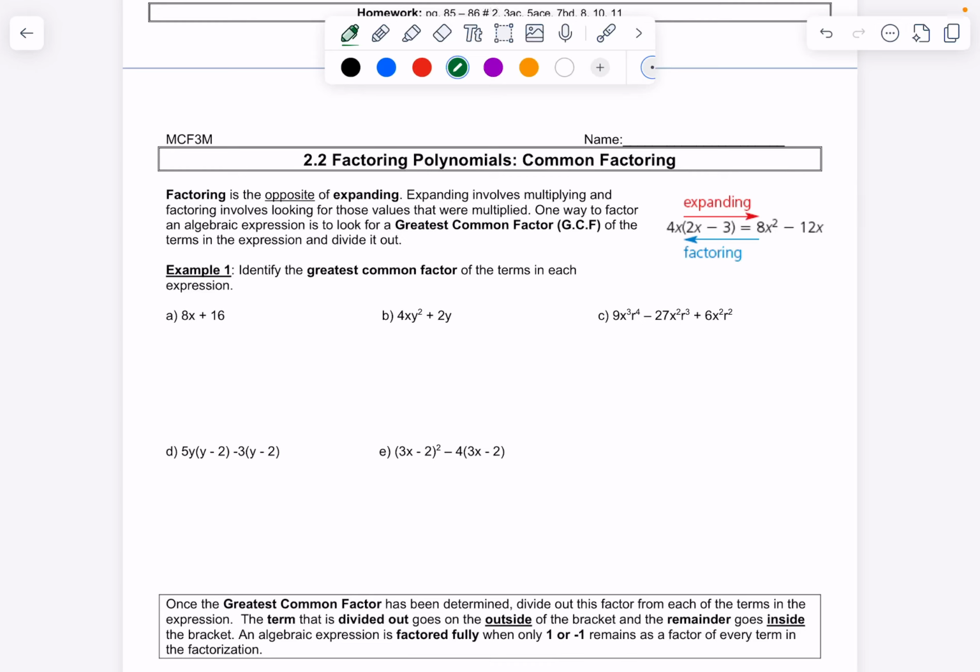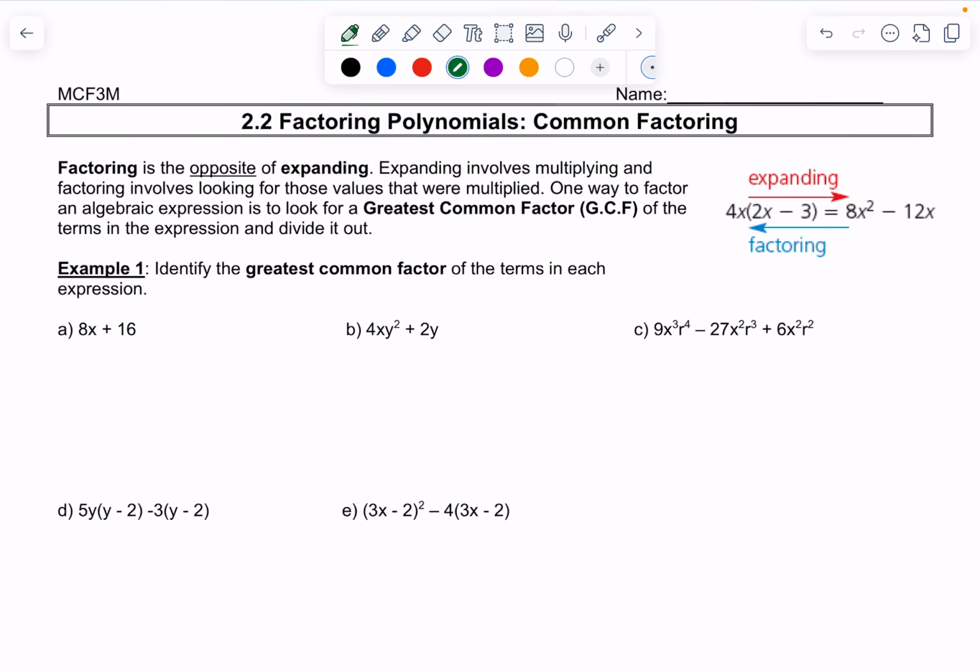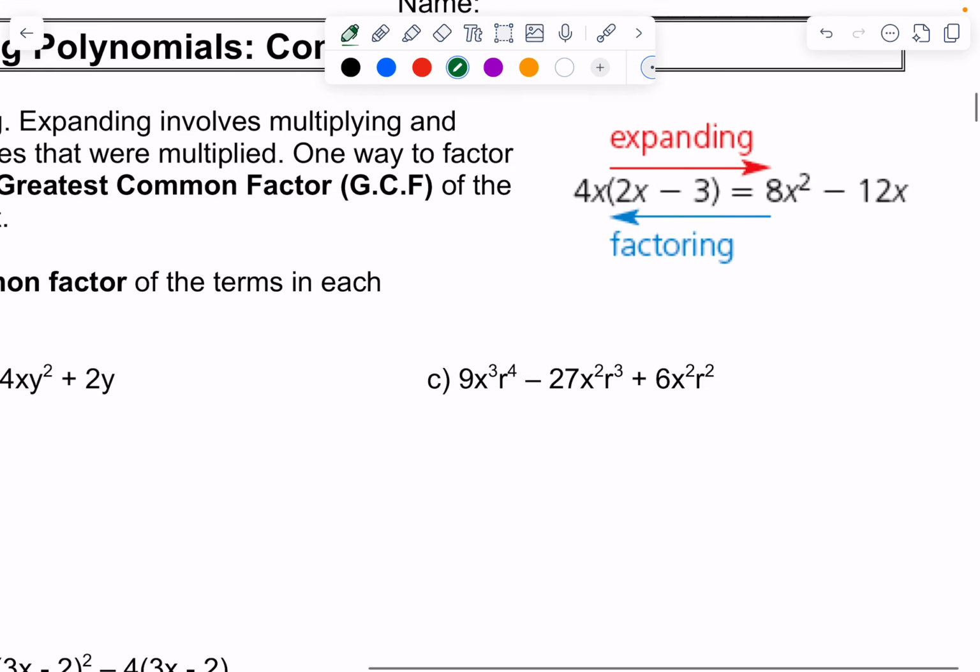All right, so lesson 2.2. Today we're focusing on common factoring. In the previous lesson we focused on expanding. If we look at this picture on the right hand side here, in 2.1 we focused on expanding.